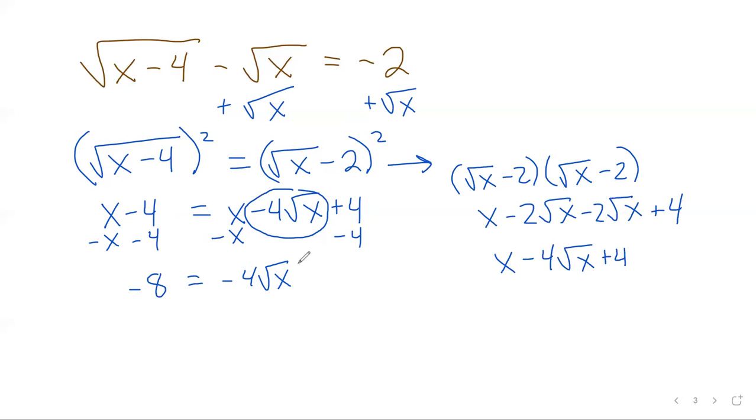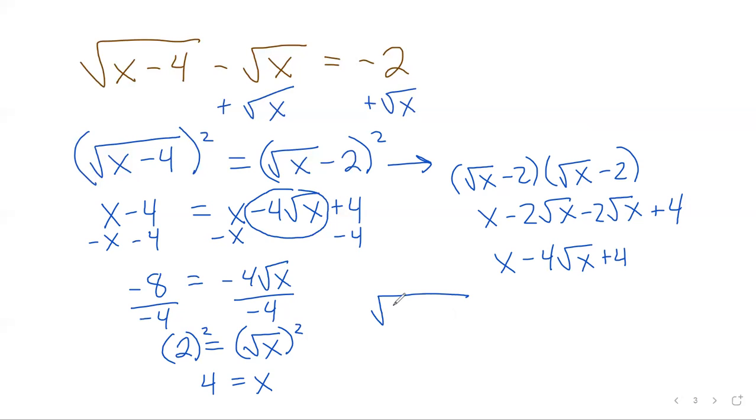Okay, I want to isolate now this radical. Divide both sides by negative 4. And I get root x equals 2. Square both sides. And we get x equals 4. If we have a radical equation, whatever answer or answers we get, we need to test to see if they actually work. So we only have one to test here, but we need to try it.